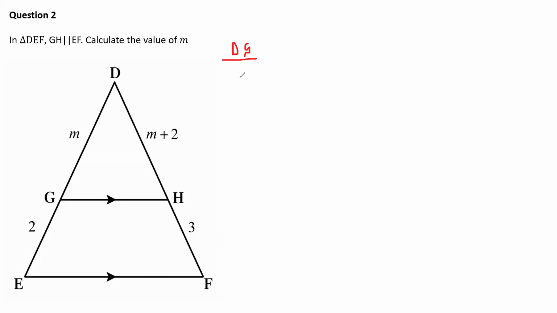DG over GE is equal to DH over HF. Participate as well, you can be calculating and confirming my answers. Statement: DG over GE is equal to DH over HF. Reason again is the prop theorem. And we don't forget to put the parallel lines, particularly GH parallel to EF.